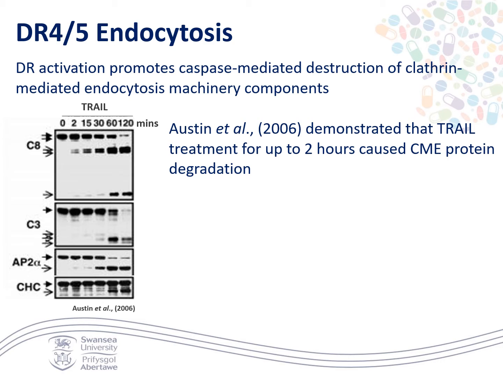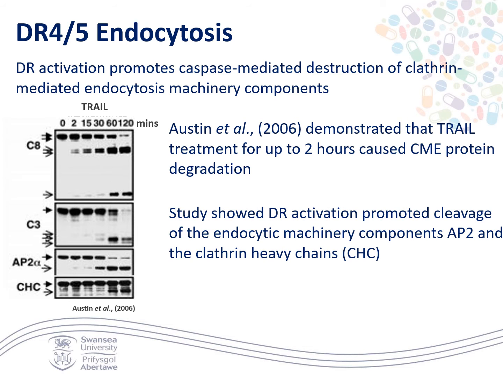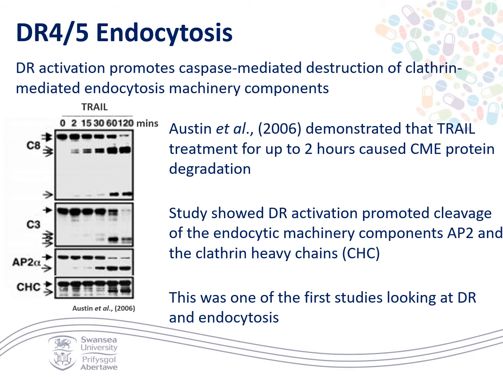So we can see here very clearly the formation of AP2 cleaved products, and we can also see this with clathrin heavy chains, that we see the emergence of these other protein products as the time period increases up to 2 hours. And this study demonstrated that death receptor activation promoted cleavage of endocytic machinery components, namely AP2 and the clathrin heavy chain. This was one of the first studies looking at the interaction and the co-involvement of death receptor activation and its interaction with endocytic components.